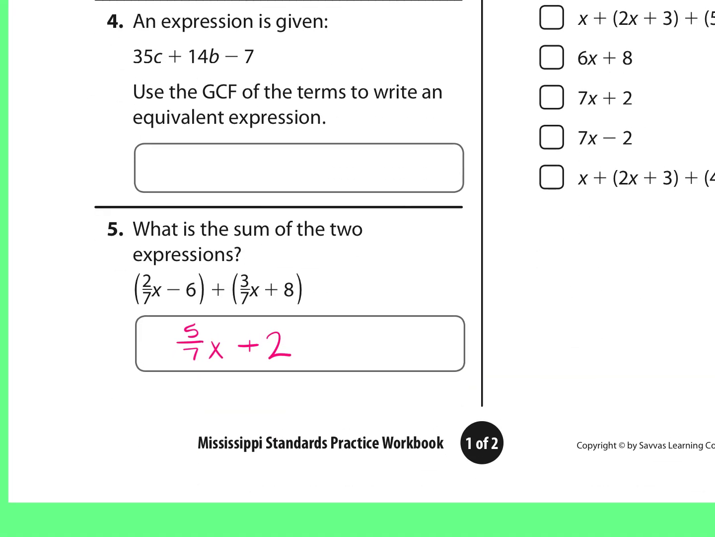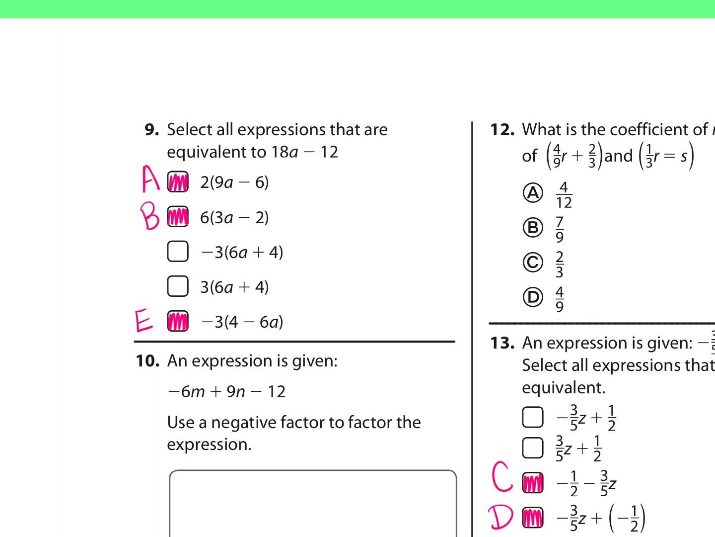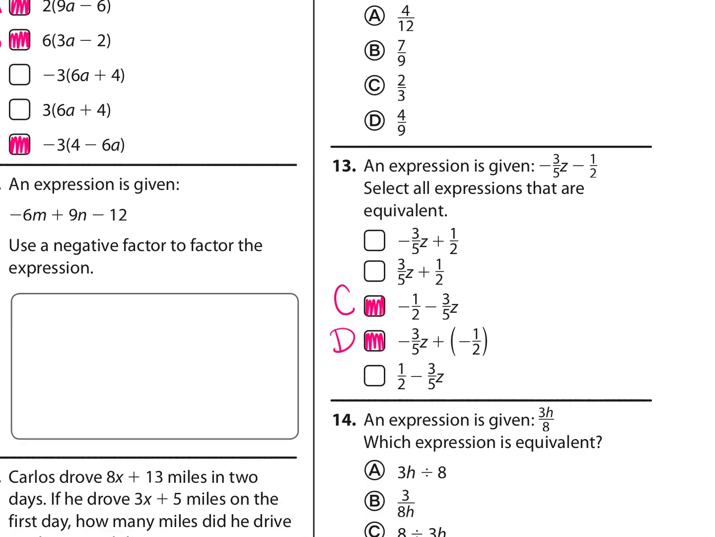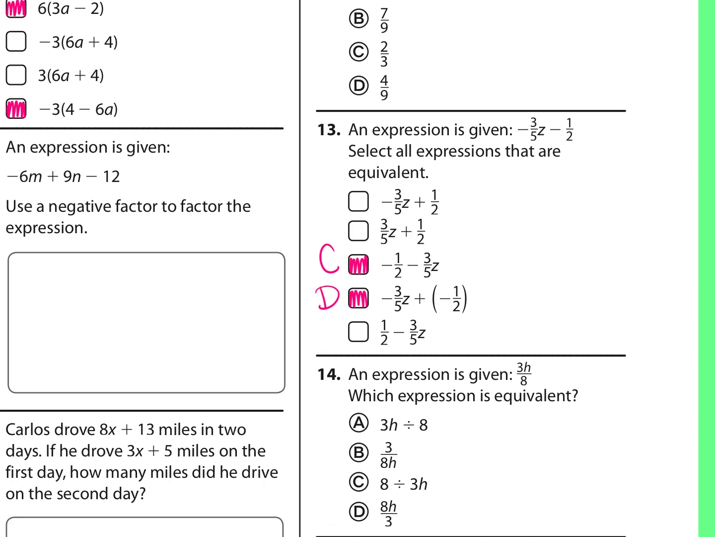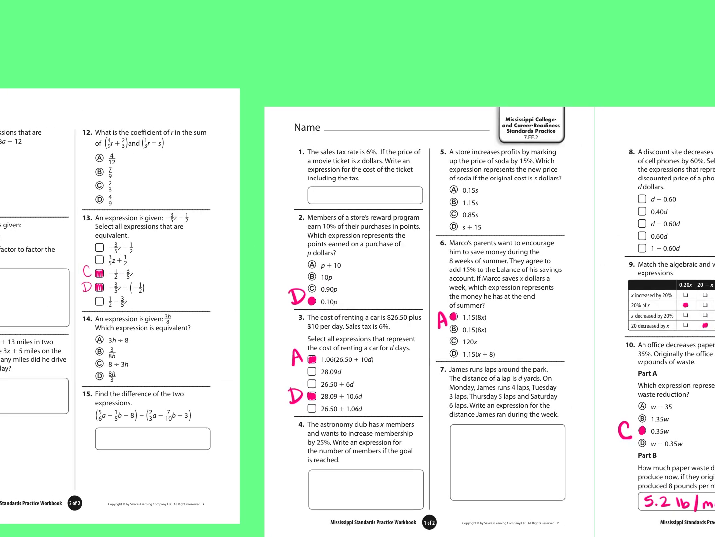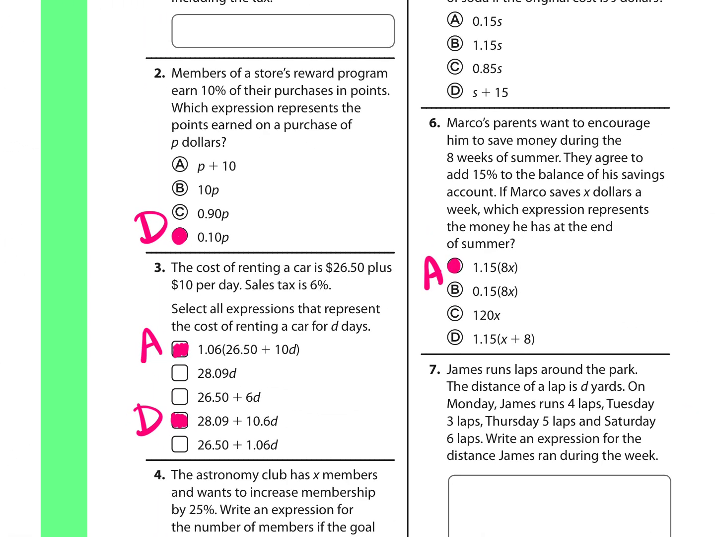Number 5 is 5/7 x plus 2. Number 9 is the first, second, and last choice. 13 is C and D, the third and fourth choices. Moving on to EE2, number 2 is D. Number 3 is the first and fourth choices.